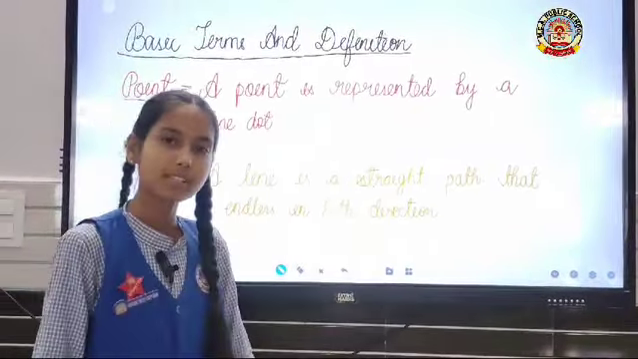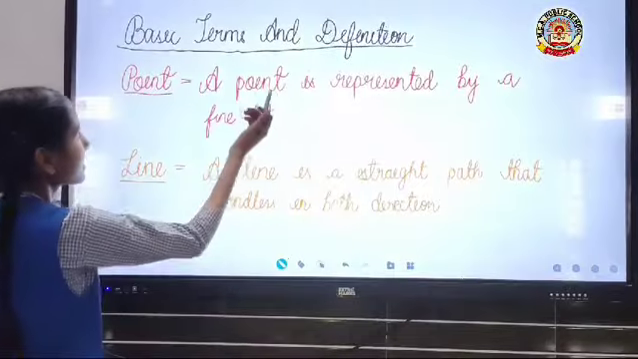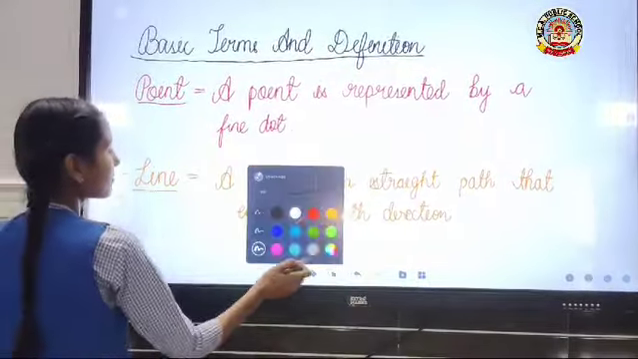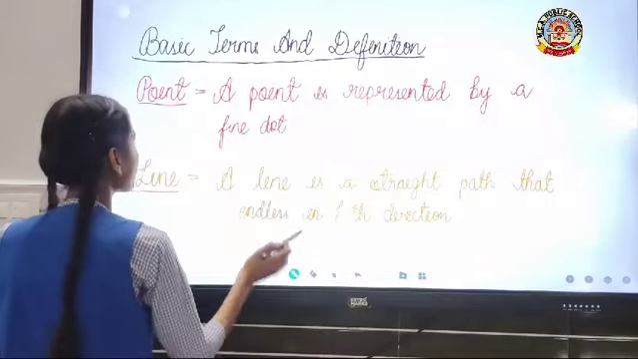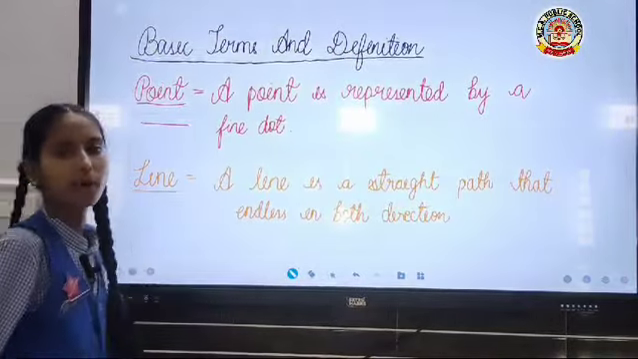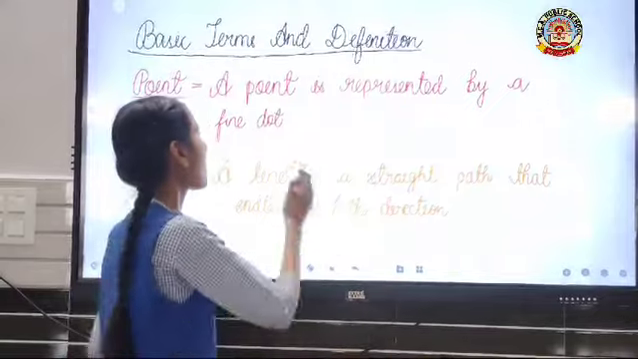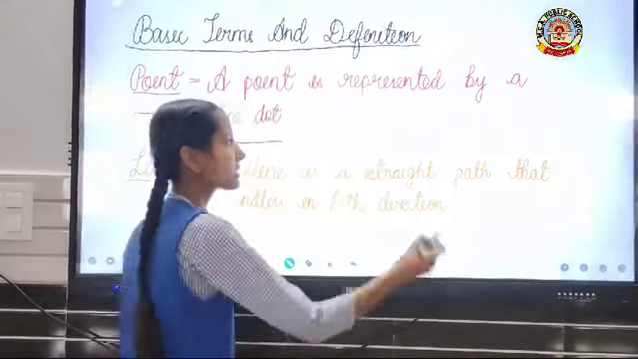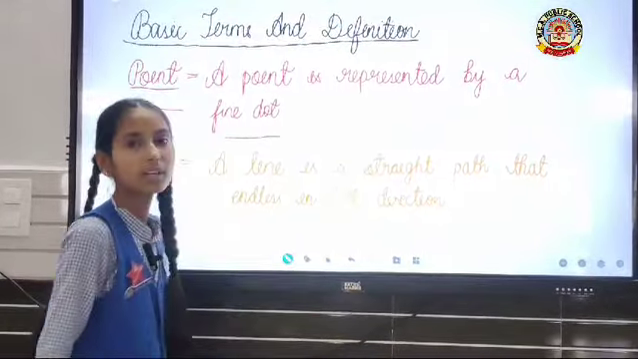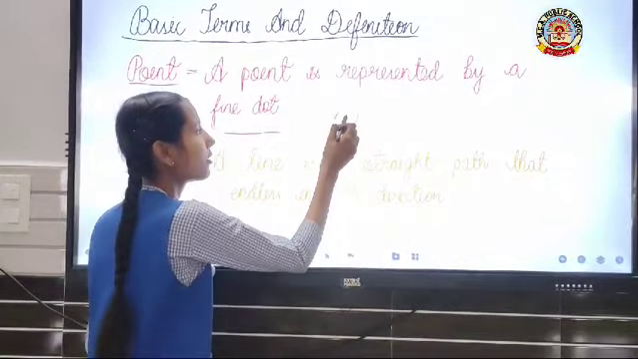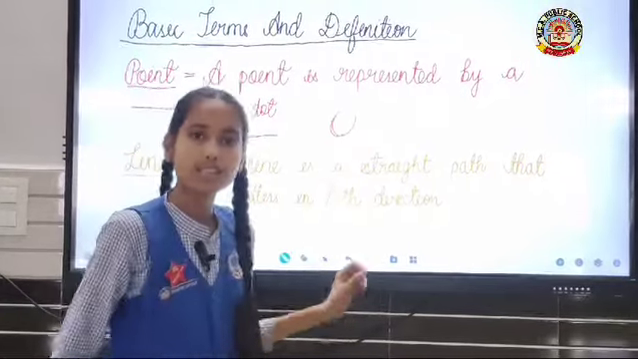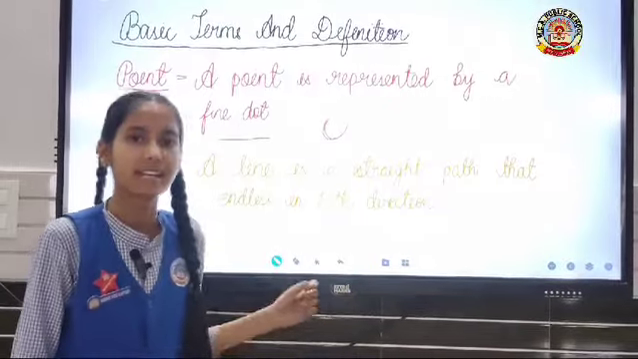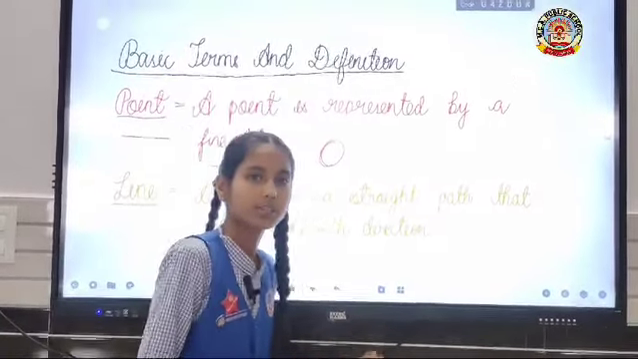In this topic, firstly we will talk about some basic terms and definitions. Our first definition is point. What is a point? A point is represented by a fine dot. Means if we tap on the board, a fine particle or fine dot appears. This is called the point. It does not have any length, thickness or width.